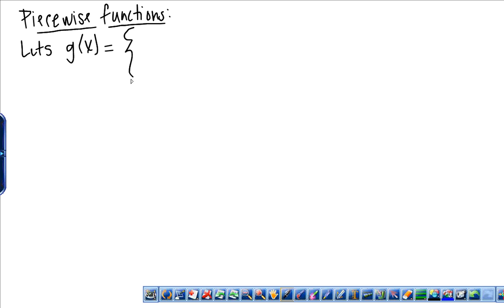So you do your open bracket, and how about x squared, where your x is less than 0, and I'm going to do an x plus 5, where your x is greater than or equal to 0. Remember, they can't both be equal to 0. Okay, on my first problem, let's do g of 2.